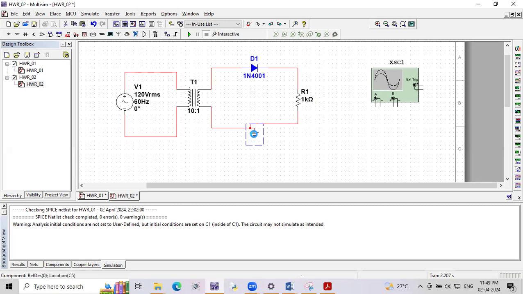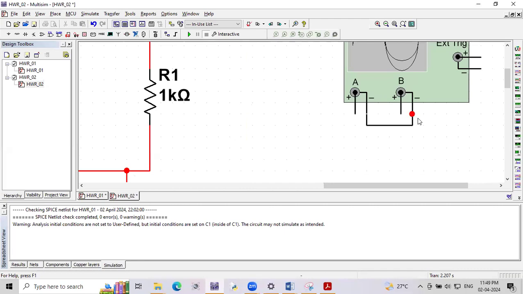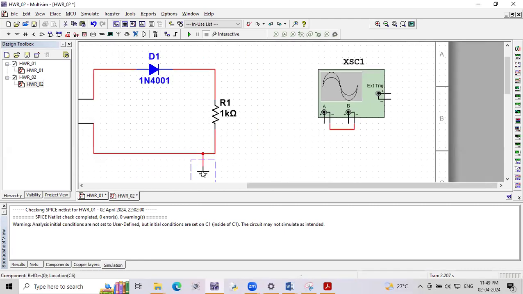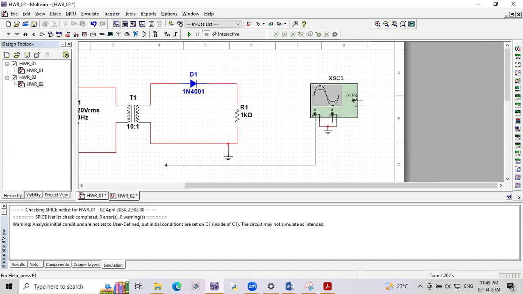For simplification, I'm going to delete, escape. The circuit should be like this, and then ground. I hope it is clear. A channel: here, minus minus you need to short and give ground. Control C, Control V. And then positive to the input. The A channel you need to connect to the input. What is the input? The positive terminal of the transformer.